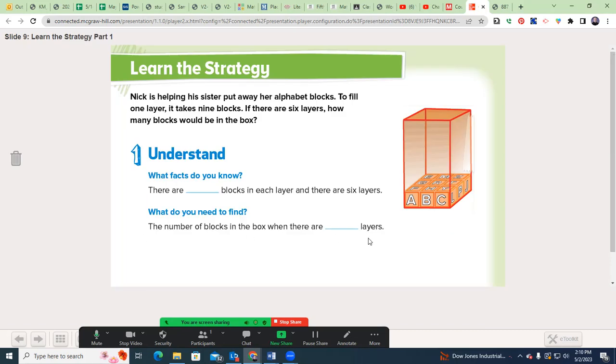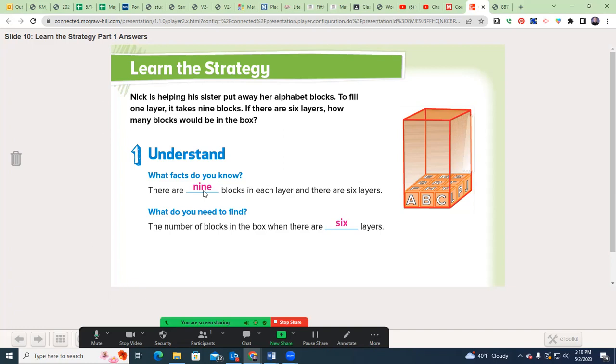And we have our first problem. It says Nick is helping his sister put away her alphabet blocks. To fill one layer, it takes 9 blocks. If there are 6 layers, how many blocks would be in the box? With these strategies this year, you always want to start with understanding the problem. That's usually: what do we know and what are we trying to find? What we know is there are 9 blocks in each layer, and there are 6 layers. We're trying to find out how many blocks in the box when there are 6 layers.